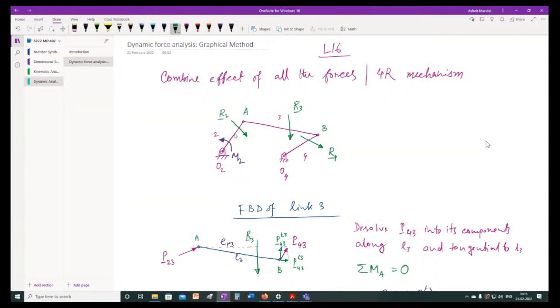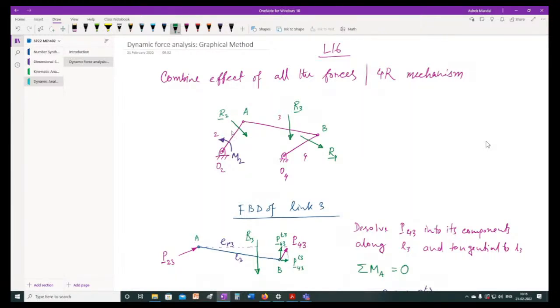From that you need to first find out, for this problem we need to do the kinematic analysis, because to find out what is the inertia force and inertia moment, you need to know what is the rectilinear acceleration and angular acceleration. Okay, so first we need to find out these accelerations, rectilinear and angular accelerations.